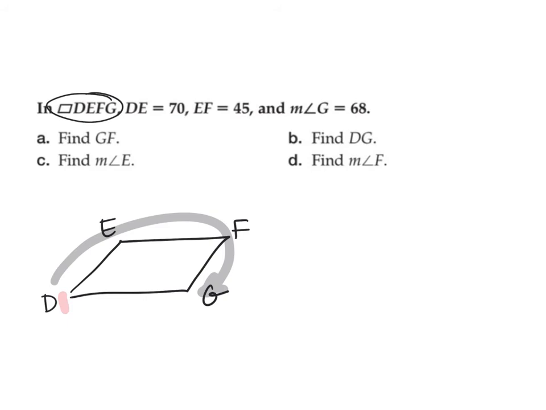All right, so it's telling us some information. DE is 70, let's label that. EF is 45, let's label that. And then angle G is 68, and we'll label that. So now we're really in the same situation that we were in the last example. All right, it says to find GF. Well, that has to be the same as DE because those are opposite, so that would be 70.